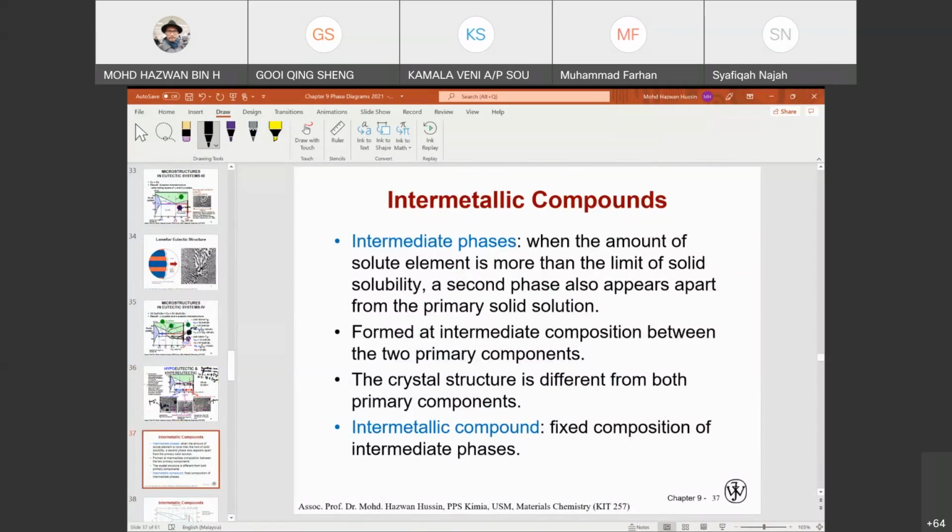Okay. Right. So today we are going to continue with a term known as intermetallic compound. So what does it mean by intermetallic compound? Before we go into the definition, let me briefly tell you how the intermetallic compound can form.